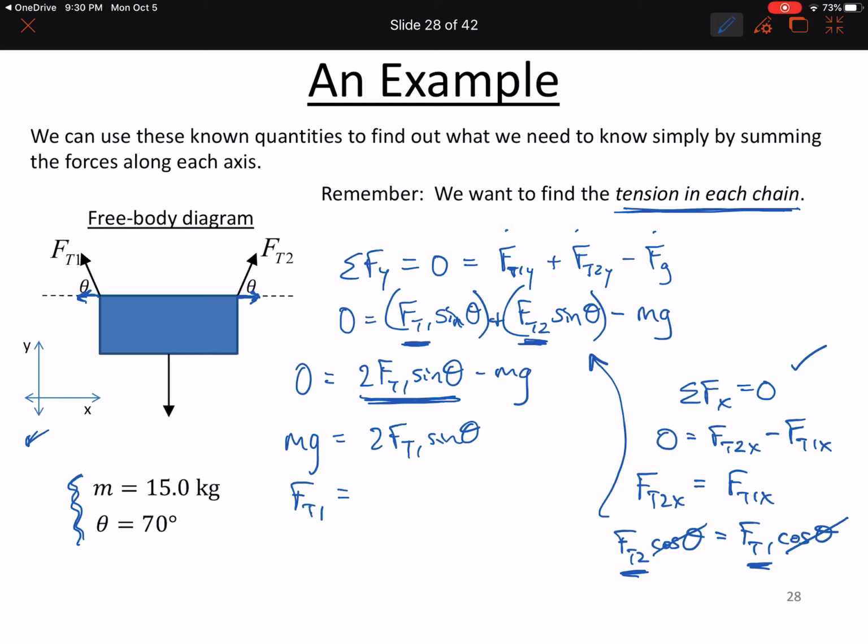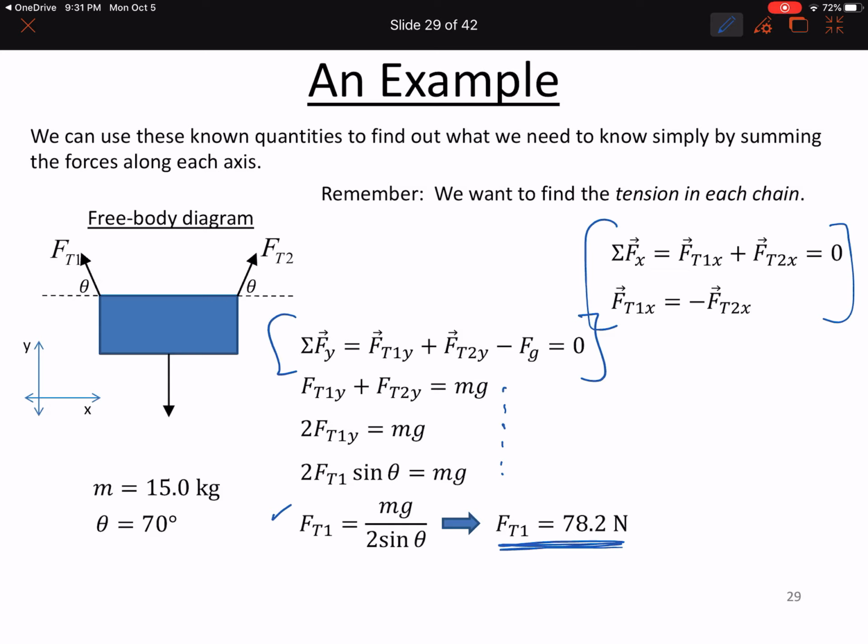Okay. Now, the number is a little over 4 newtons per pound of force. So it's not unreasonable that we'd have maybe 16, 17 pounds of force in each one of these chains when you have a 15 kilogram sign attached to them.